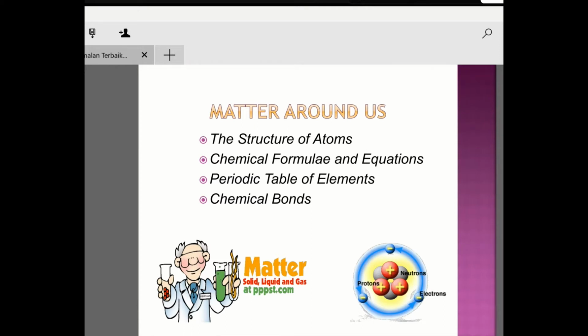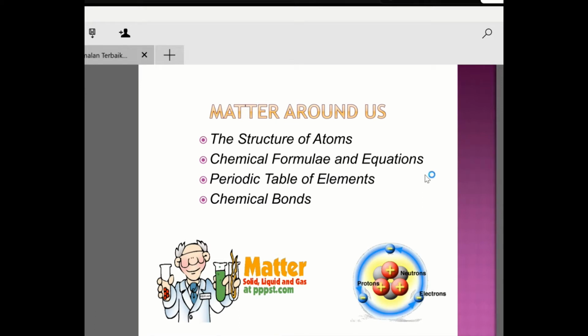So normally when I want to help them to do revisions, I will always come up with these four chapters together: the structures of atoms, the chemical formula and equation, periodic table of elements, and chemical bonds. Because this is the basis of chemistry, when we do the revision, we gather these four chapters together so that we can let our students see the relationship between topics.